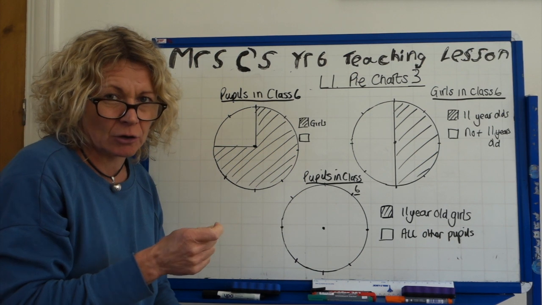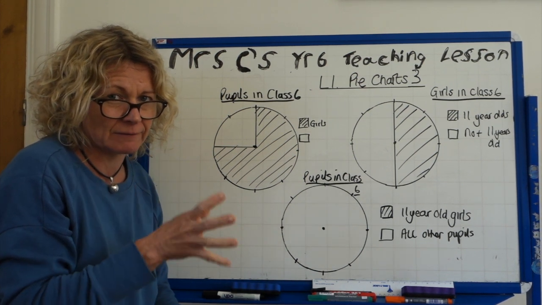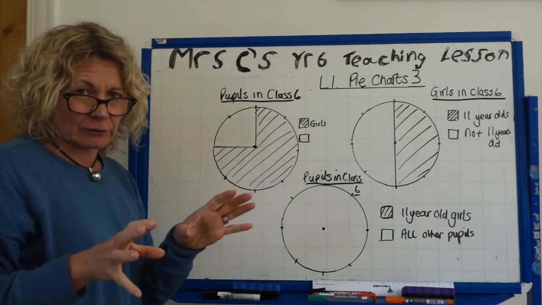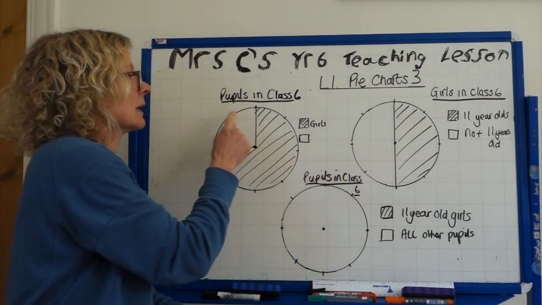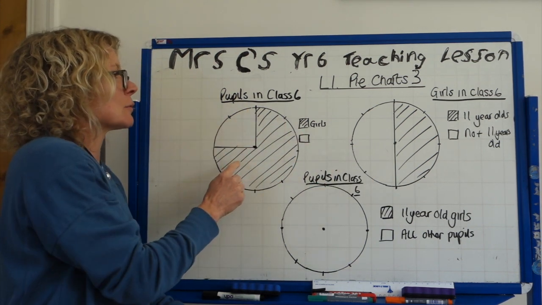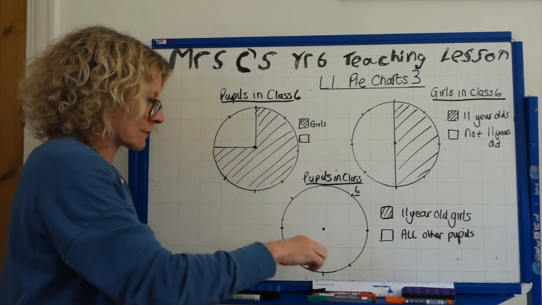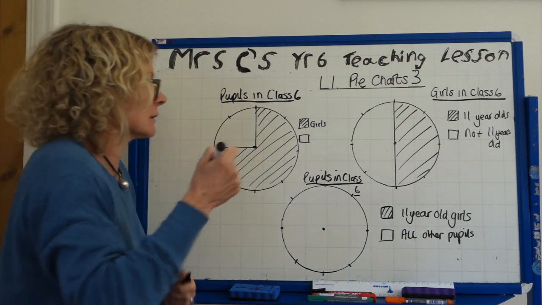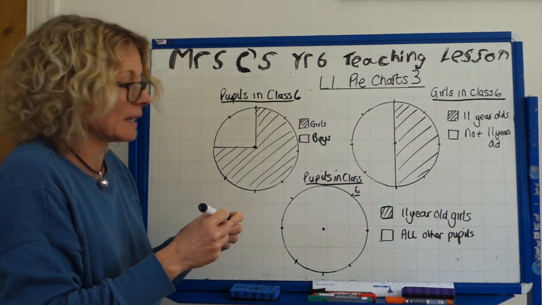Let's have a look at this question, which is based on one of the Year 6 SATs questions. So this is an official kind of level of question that you would be asked. We've got 3 charts here. The first chart, or graph if you like, is pupils in class 6. 3/4 of them are girls, so I guess that means the rest are boys.